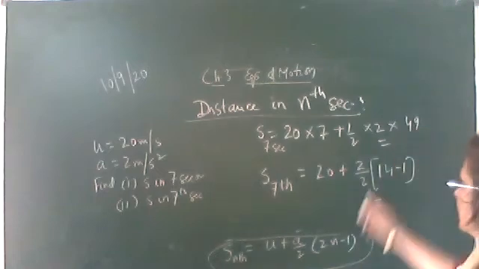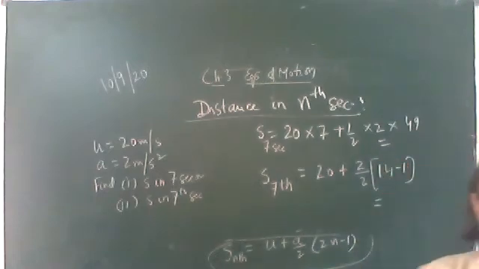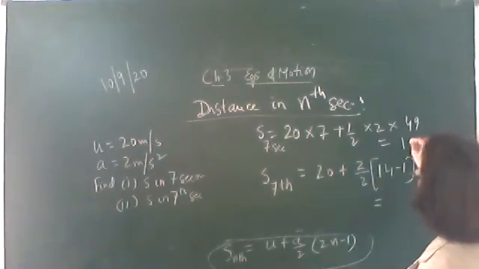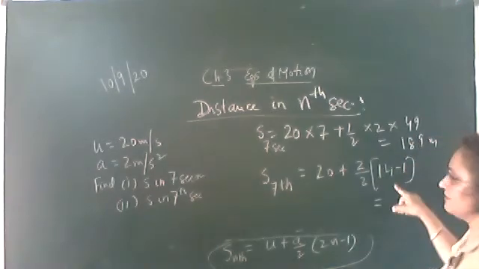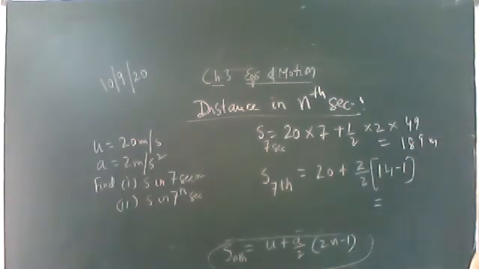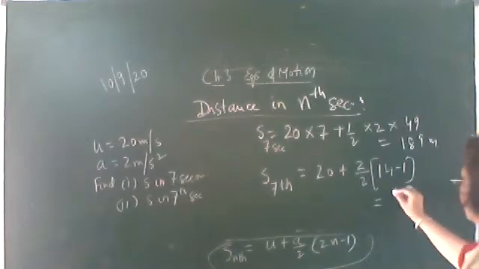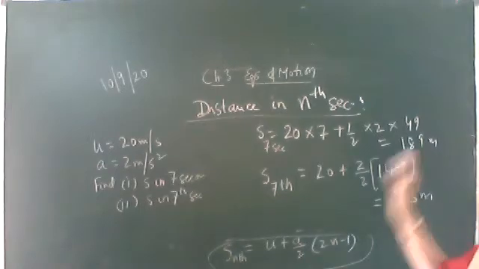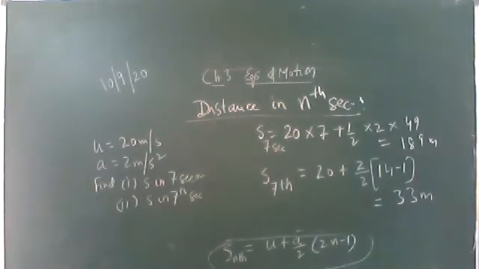What is the distance traveled in 7 seconds? What is the answer? Any one of you? 189 meter. Okay. Whereas in 7th second is 33 meter. 33 meters. You can check your answer yourself. Okay, so which formula to be used? You should know it. Okay, clear?